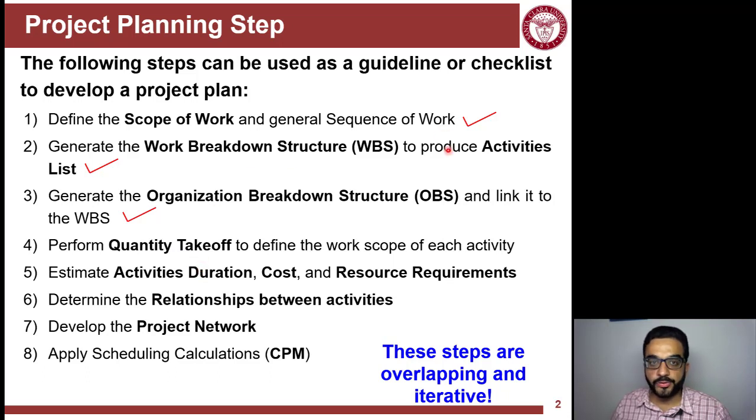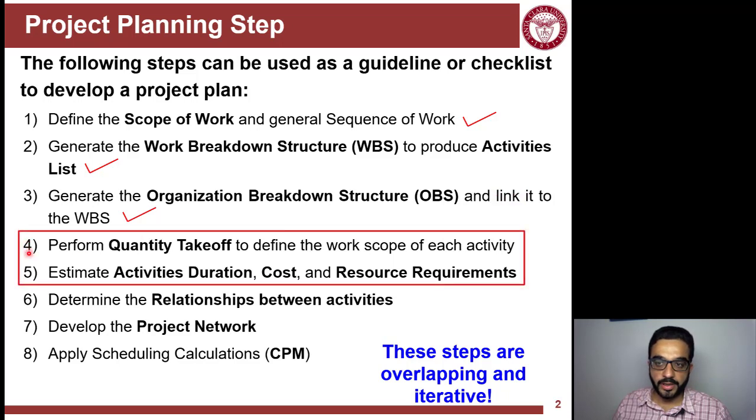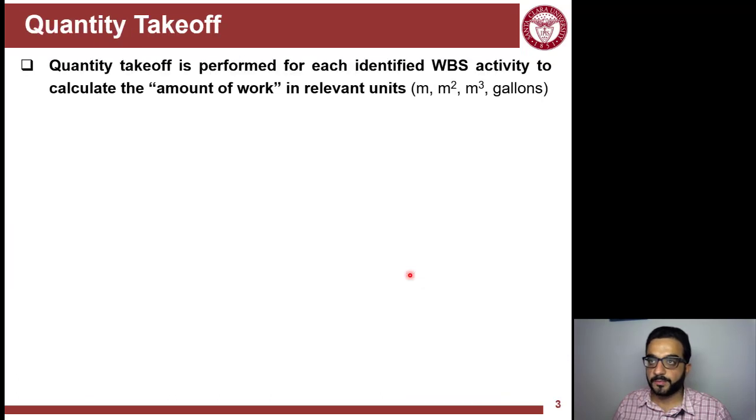So we learned in the previous videos how to understand and have a mental model of the scope of work for a project, and how to use WBS to build this mental model in a hierarchical way and match it to OBS, or organization breakdown structure. So in this video, we'll cover the fourth and the fifth step of the project plan development process.